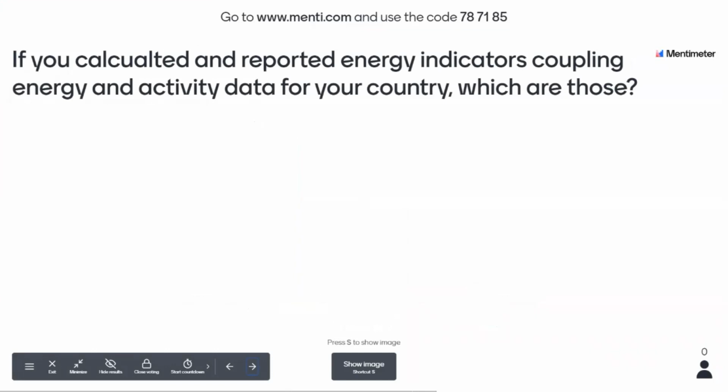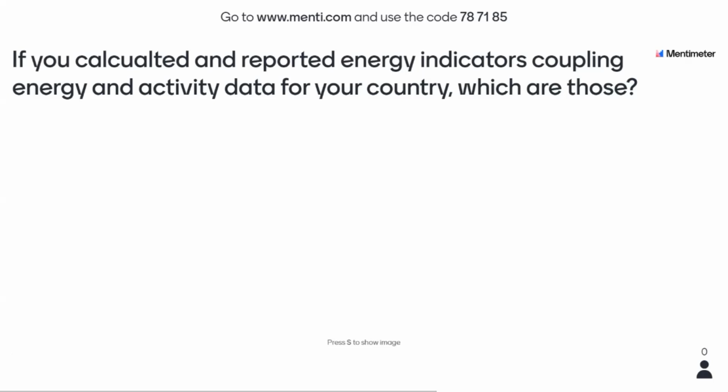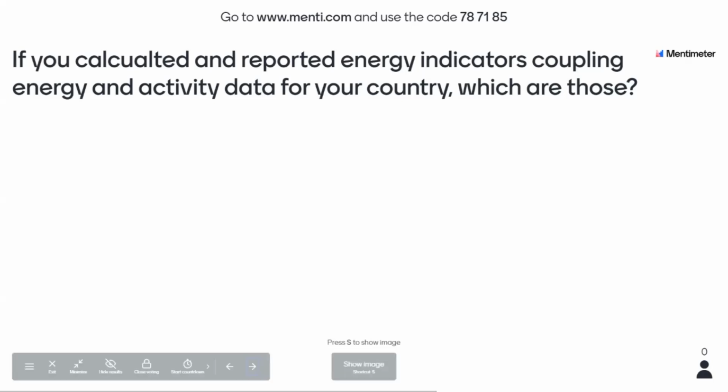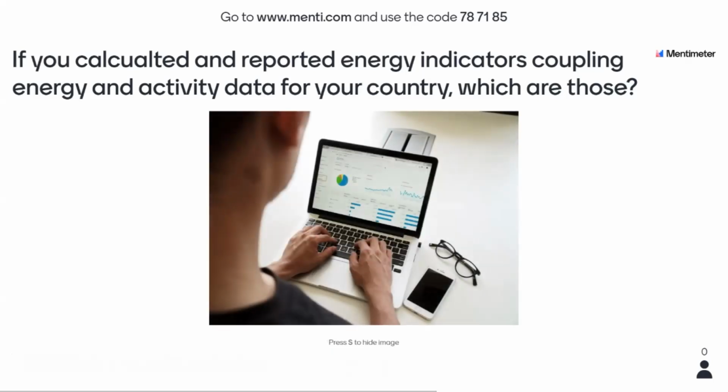And now what we want to know is, we have seen many indicators. What we want to know is if you have worked in your country to calculate and report some energy indicators, for example, coupling energy data and activity data, or socioeconomic indicators, etc., for your country. If you can just write it down in the poll, so we'll have a picture of the different indicators that you have been working on. For example, you calculated energy intensity, or you calculated CO2 emission per capita, or you calculated and published an indicator of residential electricity consumption per capita.